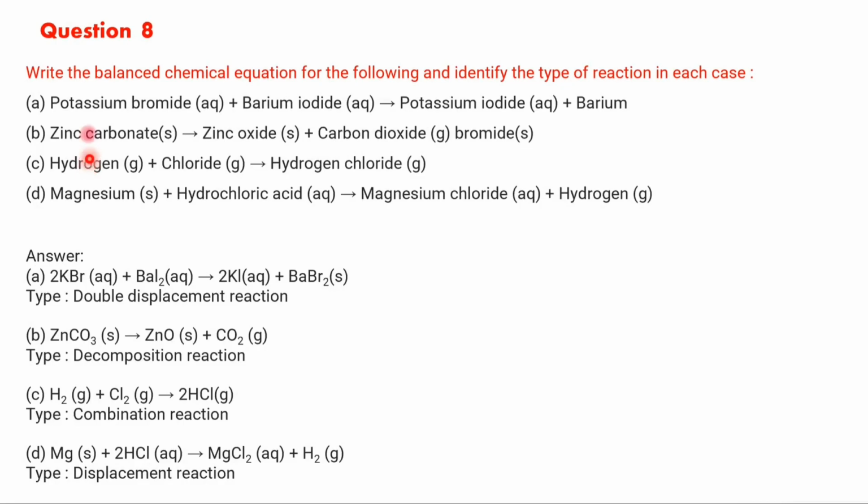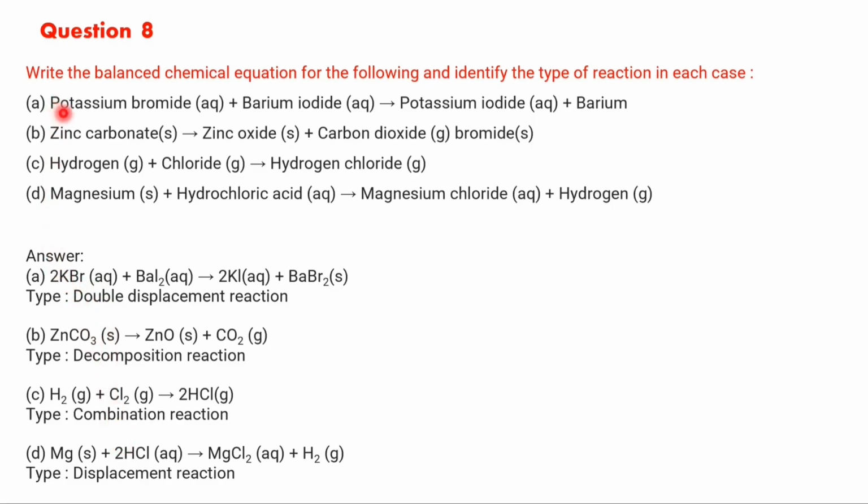Dear student, let us consider question number 8. Write the balanced chemical equation for the following. So here four chemical statements are given. We have to write balanced equations for all these chemical statements, and also we have to identify the type of reaction in each case. So here we have to represent what kind of reaction it is.